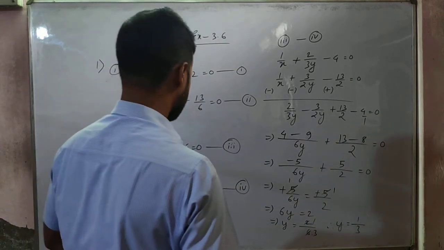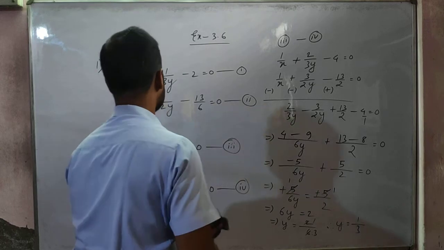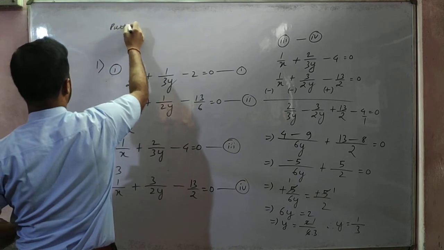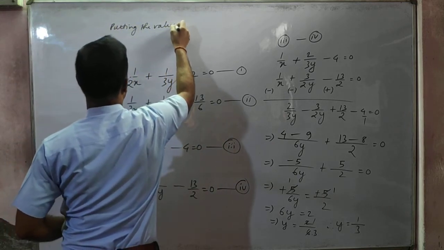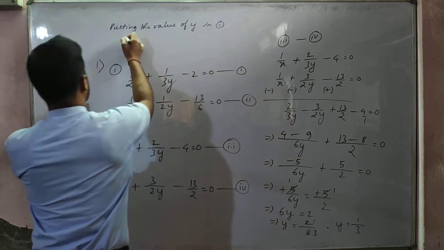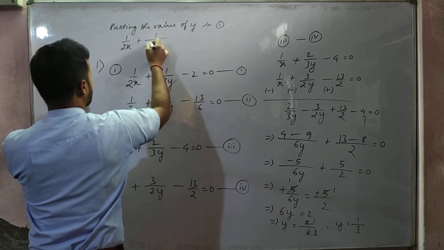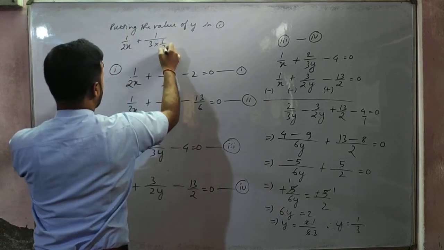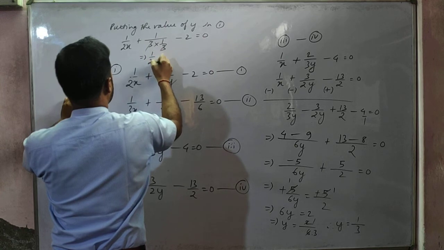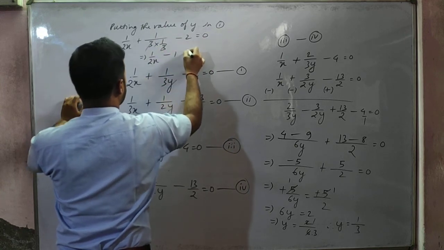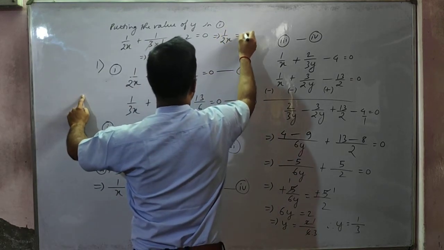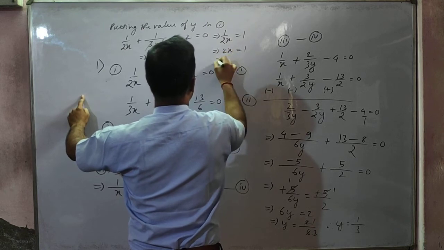Now putting the value of y in 1. So 1 by 2x plus 3 into 1 by 3 minus 2 is equal to 0. 3 and 3 is cancelled. So 1 by 2x. Here 1 is there. 1 minus 2 will be minus 1 is equal to 0. So 1 by 2x is equal to 1. So 2x is equal to 1 and x is equal to 1 by 2.